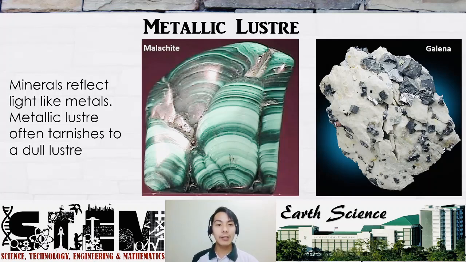Then we also have galena. If you look at galena, you can see the grayish or silver parts exhibit a metallic luster. When these parts of the mineral are exposed to the atmosphere, they react with oxygen and often tarnish.